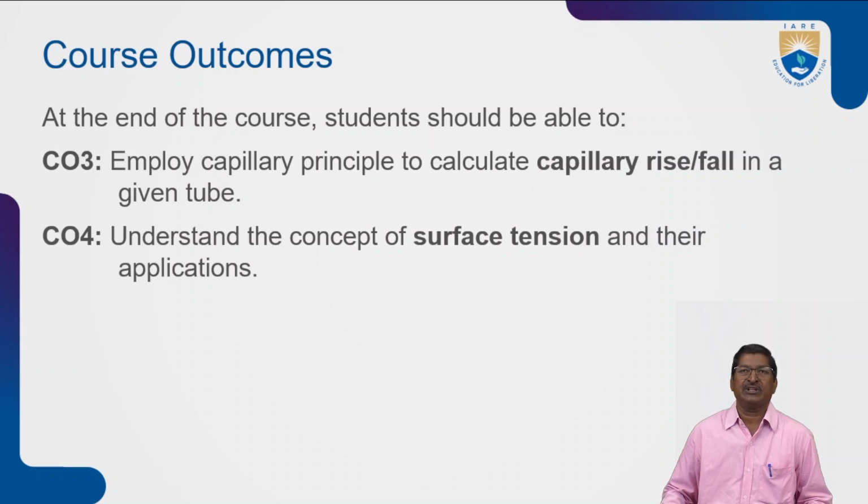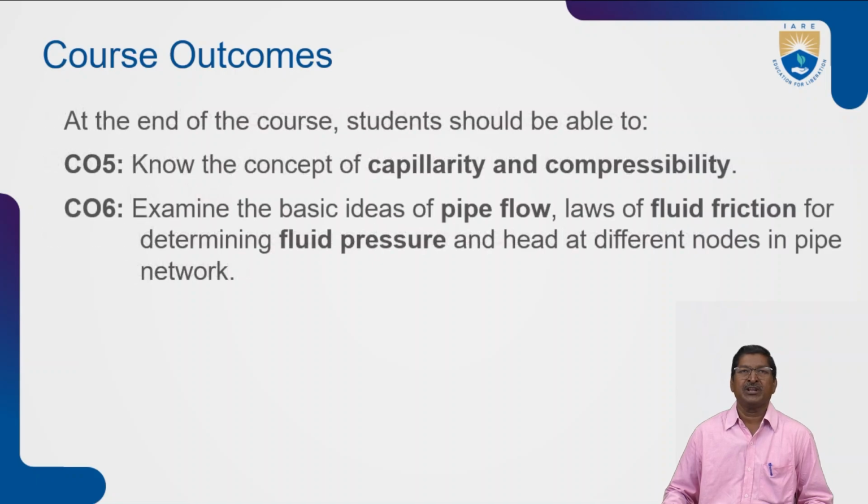Then course outcome 4, surface tension. Any fluid at the outer surface will have a tension, which is called surface tension. These applications will come under course outcome 4. And capillarity and compressibility, compressibility will be course outcome 5. Compressibility means the change of volume. If you apply a certain pressure, how much volume is that particular fluid changing? So water we can see as an incompressible fluid, whereas gas can change its volume by applying an external force. That's why gas is called compressible.